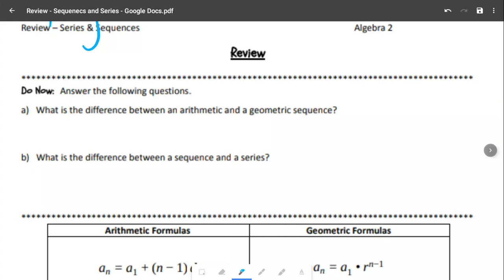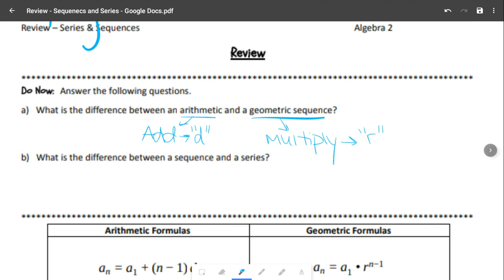Hi guys, so this is your review for sequences and series. So first question here, what is the difference between an arithmetic and a geometric sequence? An arithmetic sequence, remember, is when you add to go from one term to the next, and a geometric sequence is when you multiply to go from one term to the next. The number that you are adding, remember, is called D, the common difference. The number you are multiplying is called R, the common ratio.